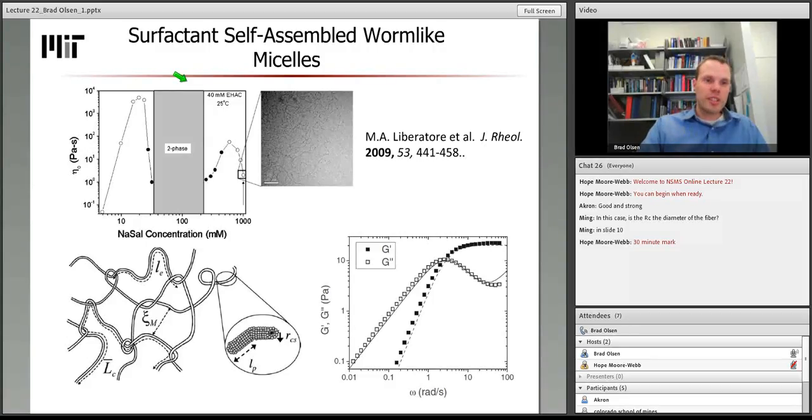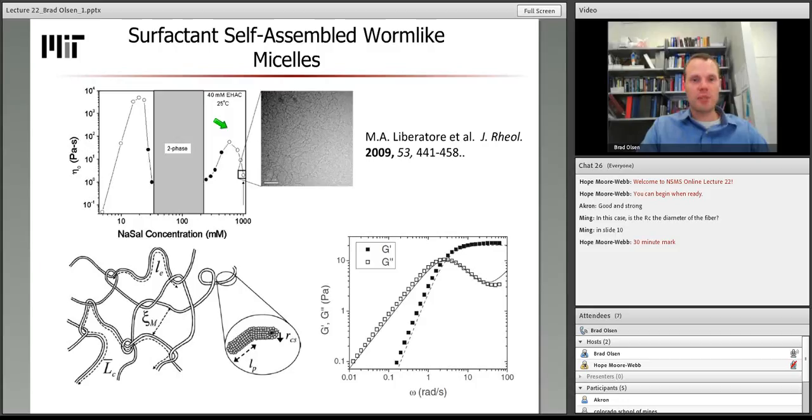So in this particular system, the worm-like micelle assembly is induced by adding salt to a cationic surfactant. The salt is sodium salicylate, and the cationic surfactant is EHAC, which has an ammonium head group. And the addition of the salt leads to a dramatic increase in the viscosity. This is characteristic of the self-assembly and formation of these entangled micellar solutions. It eventually passes through a two-phase region at high enough salt concentration, and then at high salt you see another peak due to the formation of these entangled networks.